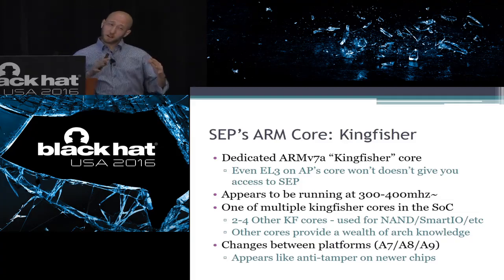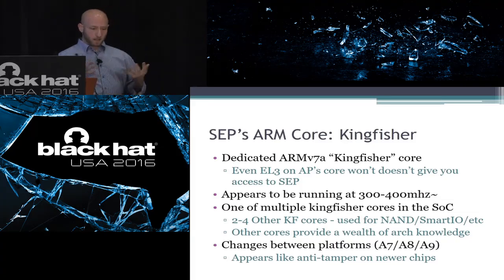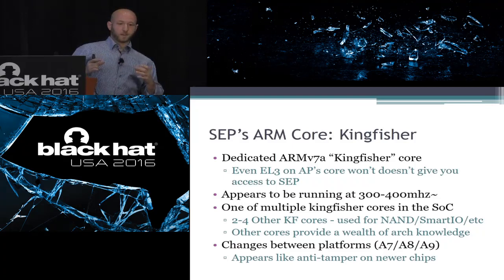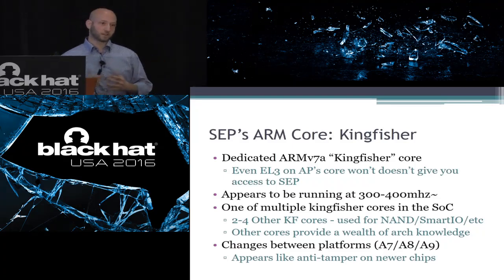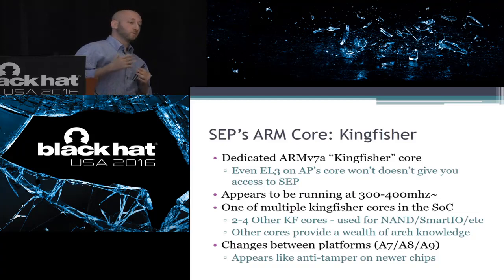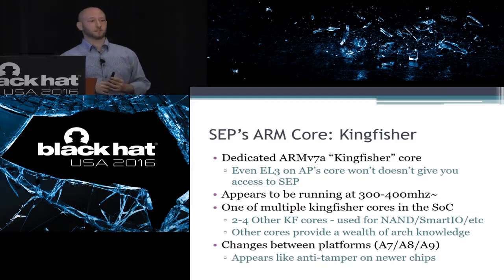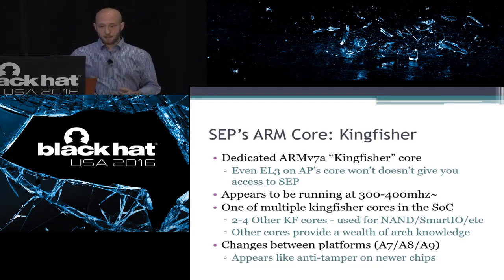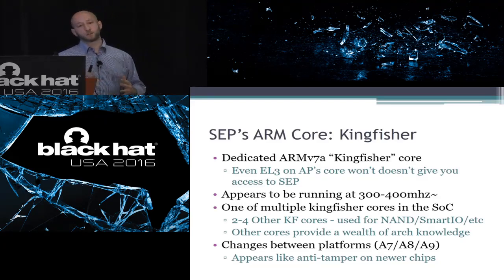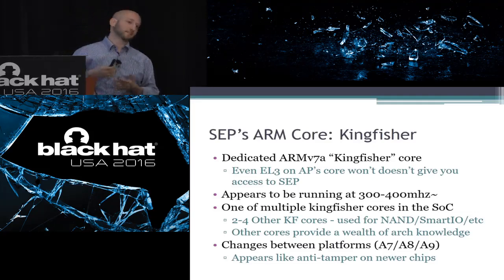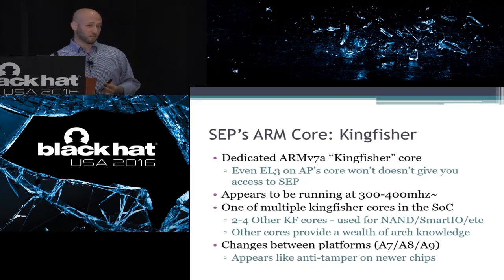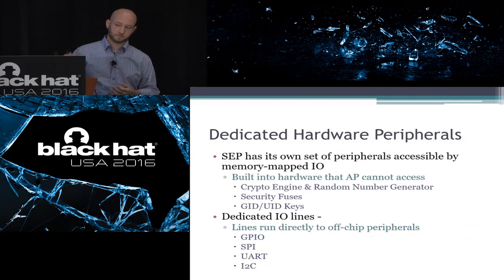It appears to be running at like 300 to 400 megahertz. But another cool thing is there's a bunch of other ARM v7 cores on the SOC, and those are not protected, and they're very similar to the actual SEP core. They make a great place to do research. And I noticed some changes between the different SOC versions, A7 through A9. It seems like the newer ones are more resistant to attacks.